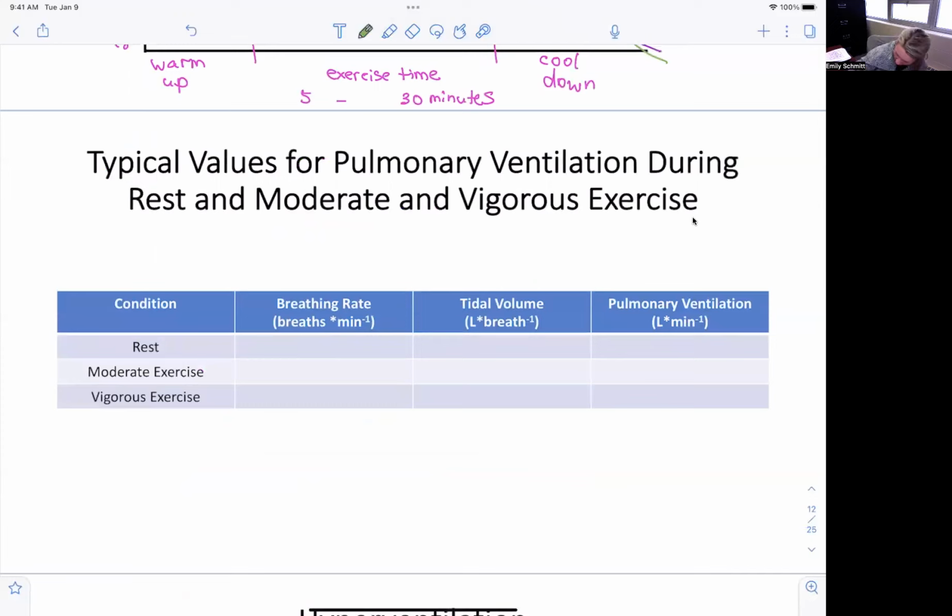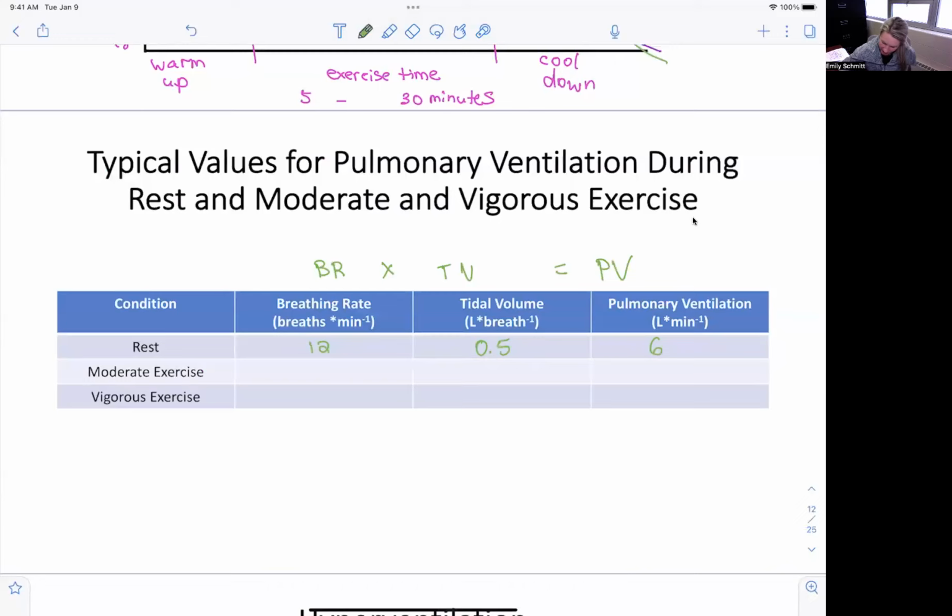There's an equation that we have that is breathing rate times tidal volume equals pulmonary ventilation. So at rest, we typically take about 12 breaths at rest. Our tidal volume is about 0.5 liters. So 12 times 0.5 would be 6 liters per minute at rest for pulmonary ventilation.